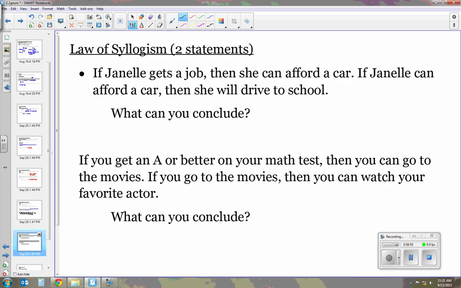Okay. So this is our law of syllogism again. I give you two if-then statements, and then we can write a new statement with our new information. So I say if Janelle gets a job, then she can afford a car. If Janelle can afford a car, then she will drive to school. So we can omit what's repeated. Then she can afford a car, if Janelle can afford a car. And with our new information or our leftover information, we can write a conclusion.